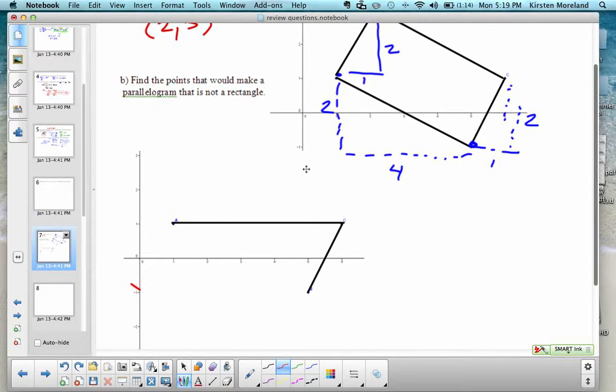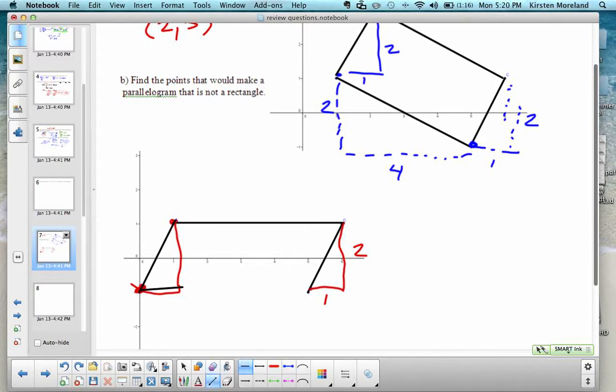Alright, so I'm going to count my slope. So I like to go from the middle point and go down and over. So I go down 2 over 1. So from this point, I have to go down 2 over 1. And there's my parallelogram. Oops, wrong tool. So if I connect that, I get a parallelogram. So one coordinate that works is the point 0, -1.